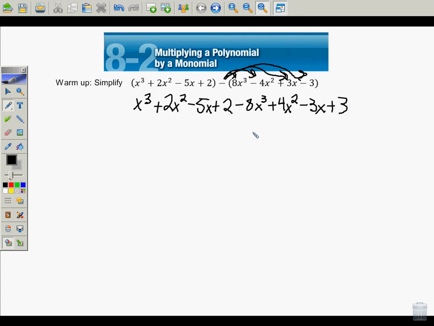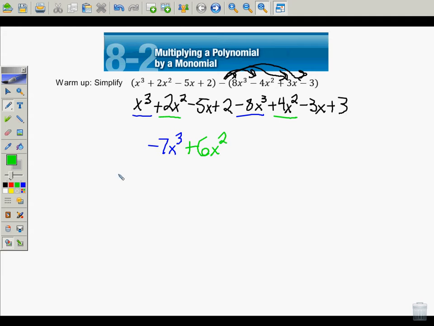Then I just have to combine my like terms. I'm not going to go through the steps of actually rewriting them like we did yesterday. I'm just going to take them one piece at a time. X cubed and minus 8x cubed, when I combine those, I get minus 7x cubed. Then I'm going to do my squareds. Positive 2x squared plus 4x squared, when I combine those, I get plus 6x squared.